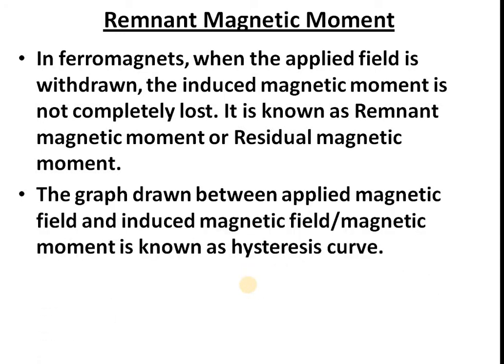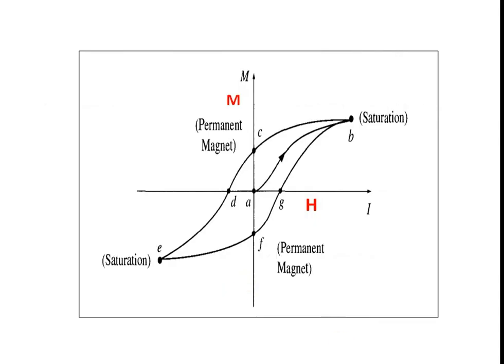The graph drawn between applied magnetic field and induced magnetic field or magnetic moment is called the hysteresis curve. That is what we are going to study now. What is meant by hysteresis curve? You can apply a field, denoted with H, and measure the resulting magnetization, so you can draw a graph between H and M. You can increase the H value, then M finally reaches a peak value. Thereafter you cannot increase M. That is called saturation magnetization.